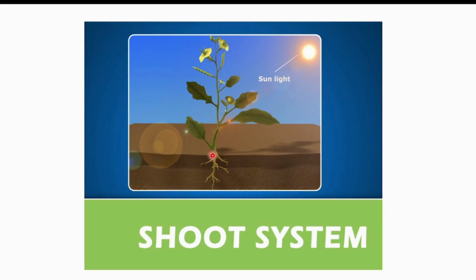Here is an image of a shoot system plant. You can have a look over it. See, the plant is growing in the direction of the sunlight, and also the plant is growing above the surface of the ground, right?